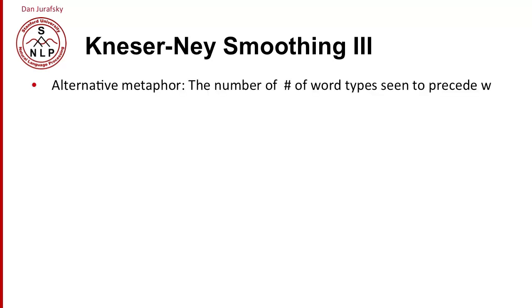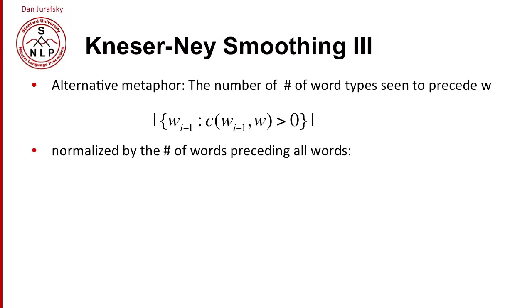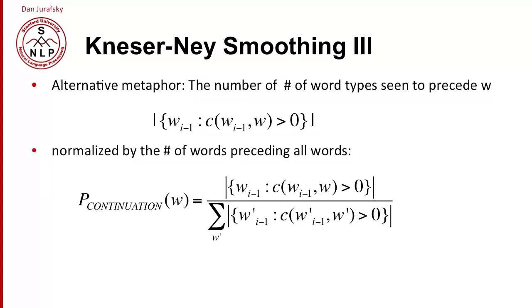Now, it turns out that there's an alternative metaphor for Kneser-Ney with the same equations. So again, we can see the numerator as the total number of word types that precede W. How many word types can W follow? And we're going to normalize it by the number of words that could precede all words. So the sum over all words of the number of word types that can precede the word. And these two are the same.